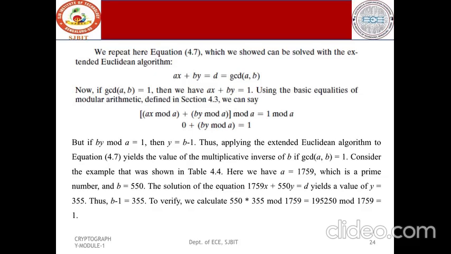So generally the extended Euclidean algorithm can be used to find the multiplicative inverse in Zn for any n. If we apply the extended Euclidean algorithm to the equation nx plus by is equal to d, and the algorithm yields d is equal to 1, then y is equal to b inverse in Zn.